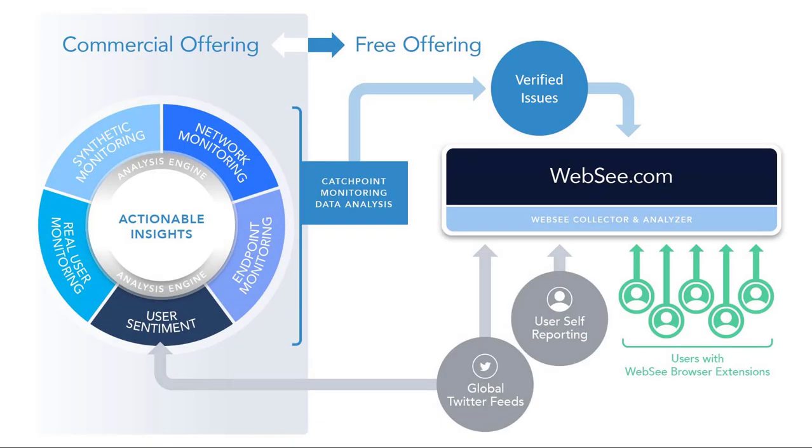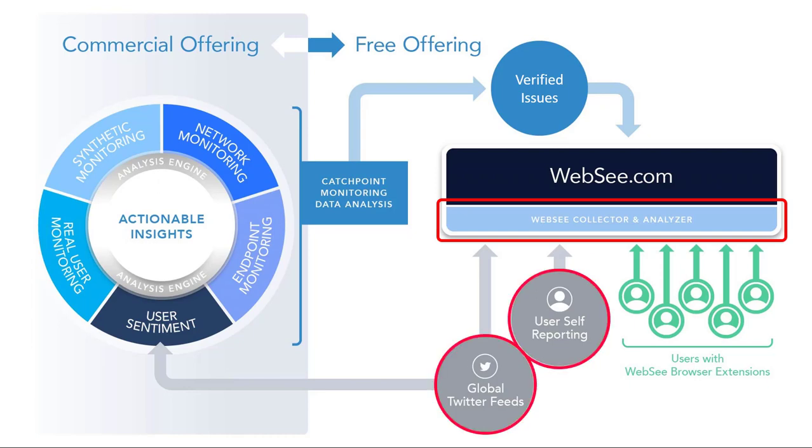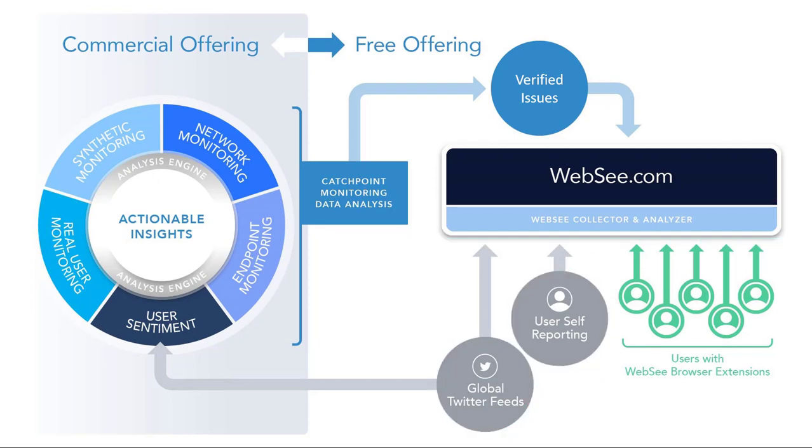So this is how the magic is done. On the right side is the WebSee collector, pulling data from global Twitter feeds and from folks performing self-reporting using the free WebSee browser extension, then analyzes all this data and displays it on the main dashboard. For any major outages or performance issues, Catchpoint Professional Services team will verify these issues using our nodes deployed around the globe and post the findings. On the left side is the upcoming commercial offering, which will correlate all the user sentiment data along with the other 4 telemetry options we provide, giving users an unparalleled view into the health and well-being of applications and services around the globe.